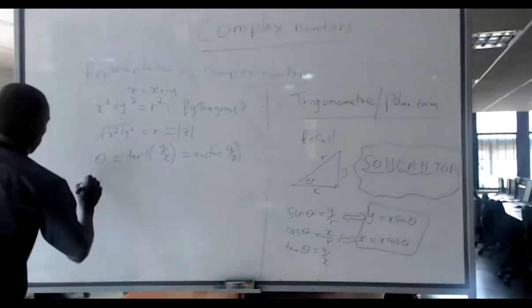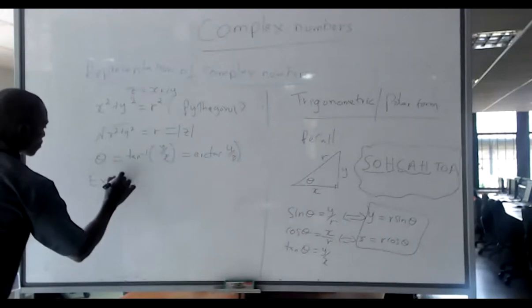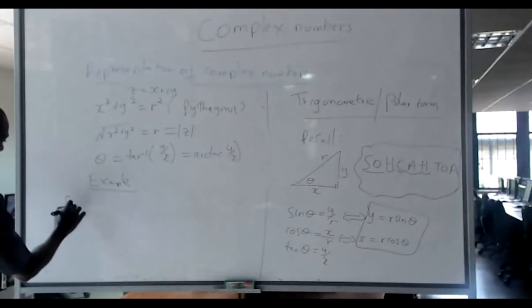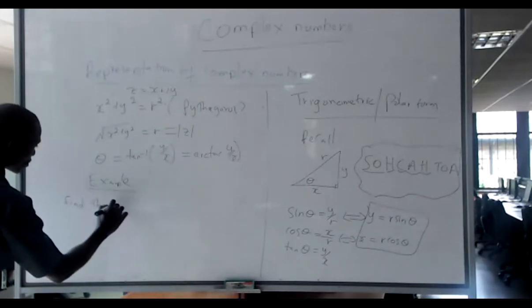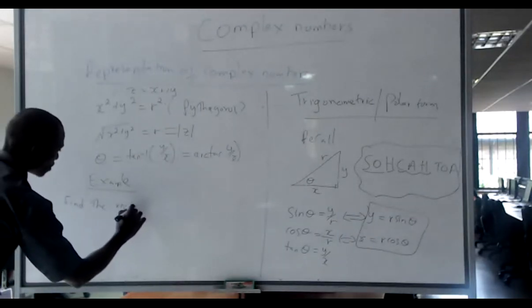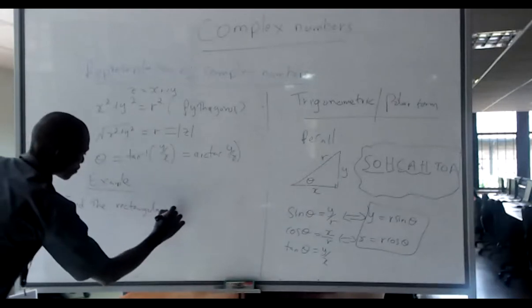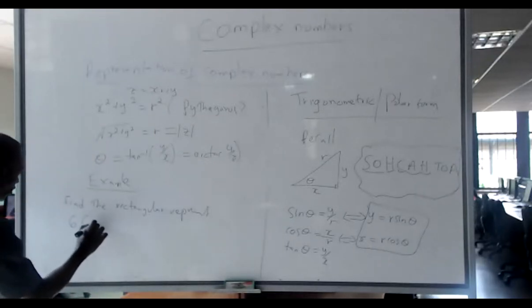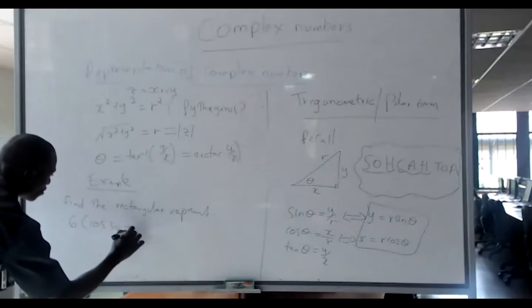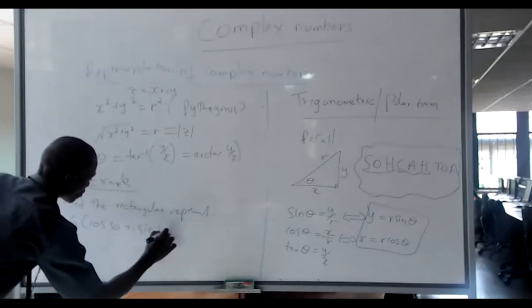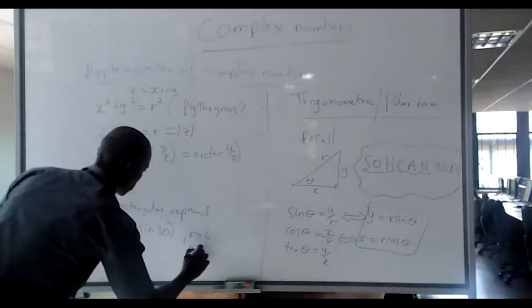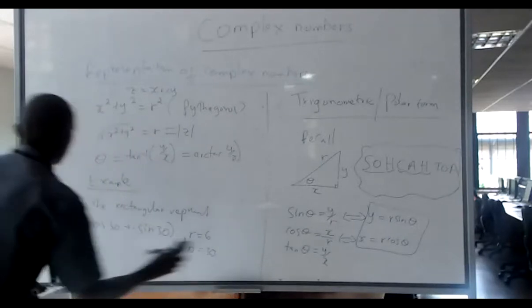Let me give you an example. Find the rectangular representation of the complex number 6 times cosine of 30 plus i times the sine of 30. So in this case, r is 6, theta is 30.